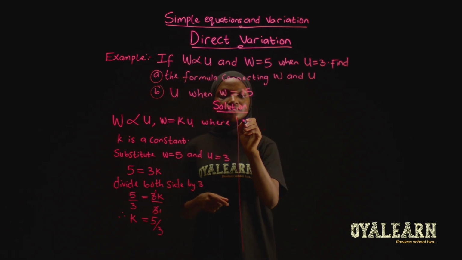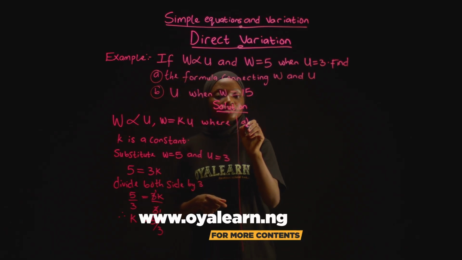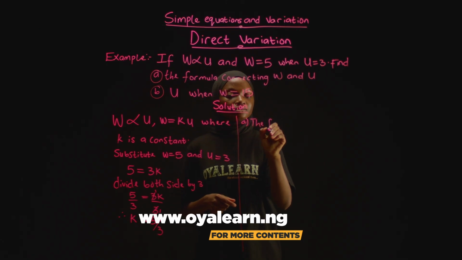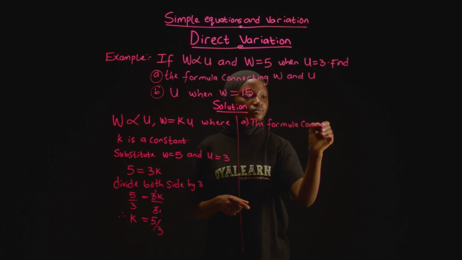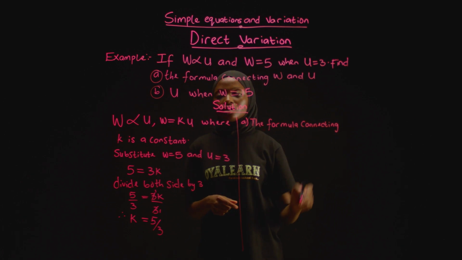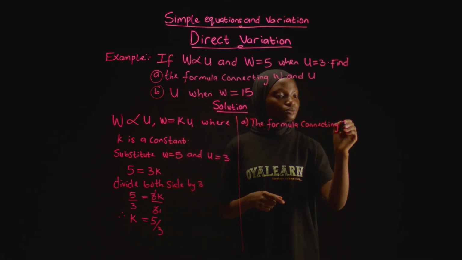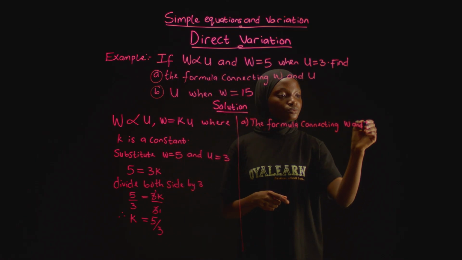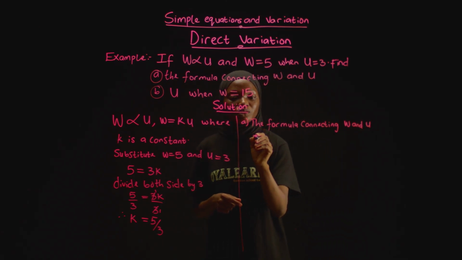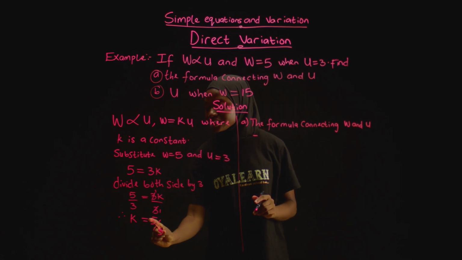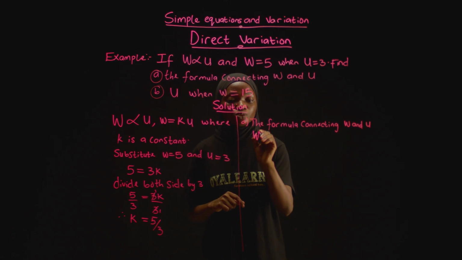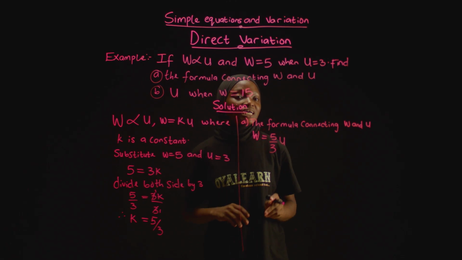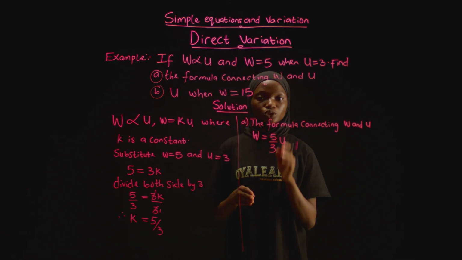And for A, the formula connecting W and U would be, now we're already getting our k as 5 over 3. When we place 5 over 3 here, that means we'll be having W equals 5 over 3 U, and that gives us the formula connecting W and U.